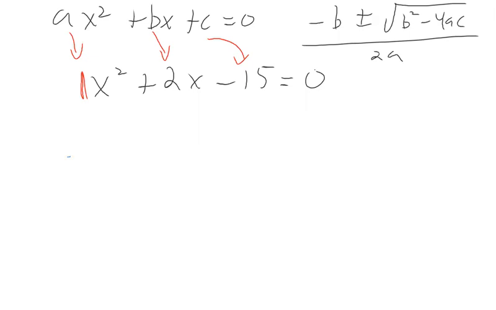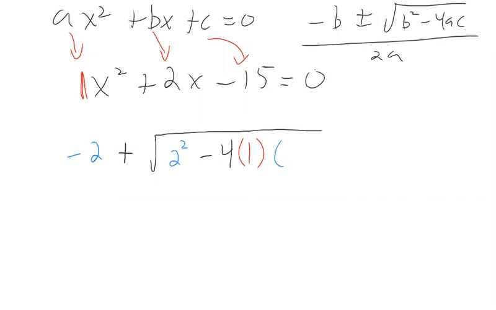So I get a negative 2. I'm going to write it out twice so you can kind of see it, because some people get really confused by this plus minus thing. Plus the square root of 2 squared minus the number 4 times my a value, which is 1, and then times my c value, which is a negative 15. And we're going to divide all of that by 2 times 1.